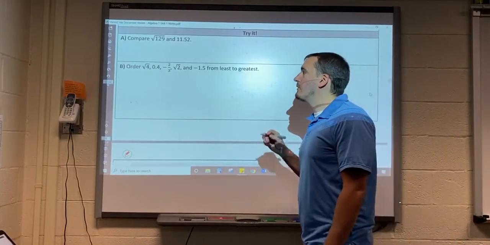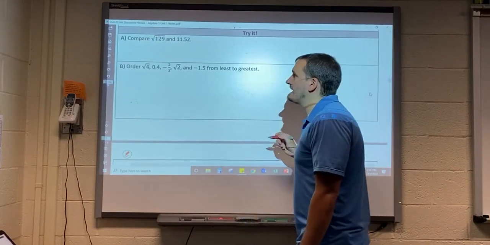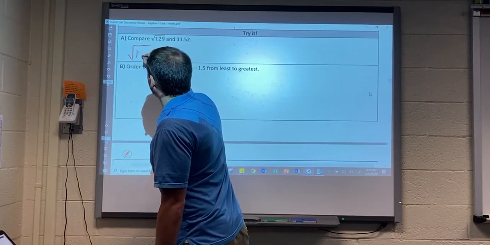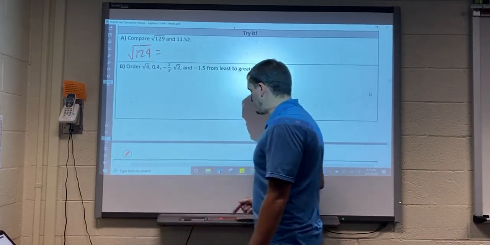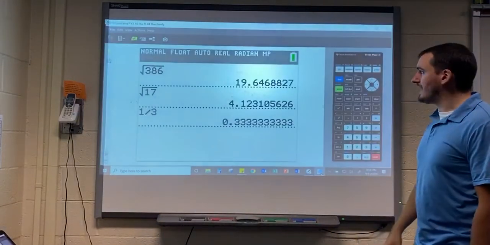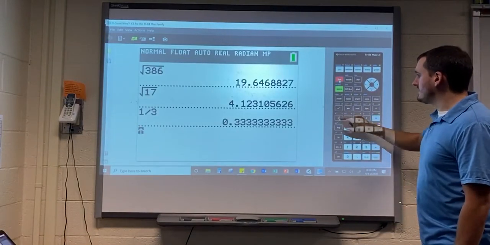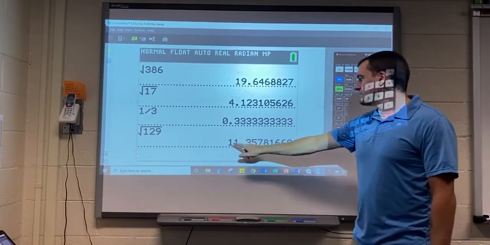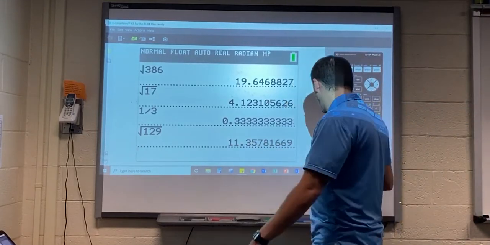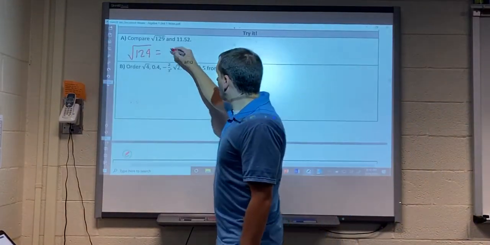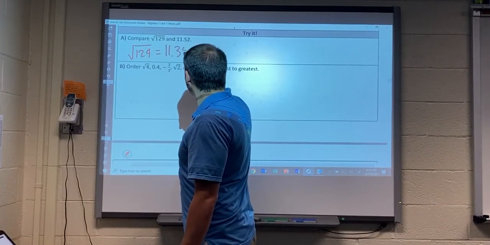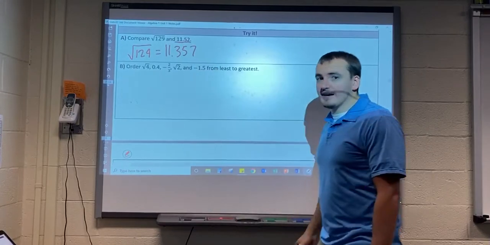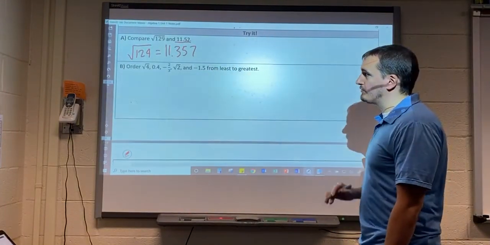Letter A, we want to compare root 129 and 11.52. So square root of 129, we've got to change that to a decimal. So I'm going to go back to my calculator. Second, x squared, 129. Hit enter. We get 11.357. Okay. Our second number, 11.52, is already in decimal form.